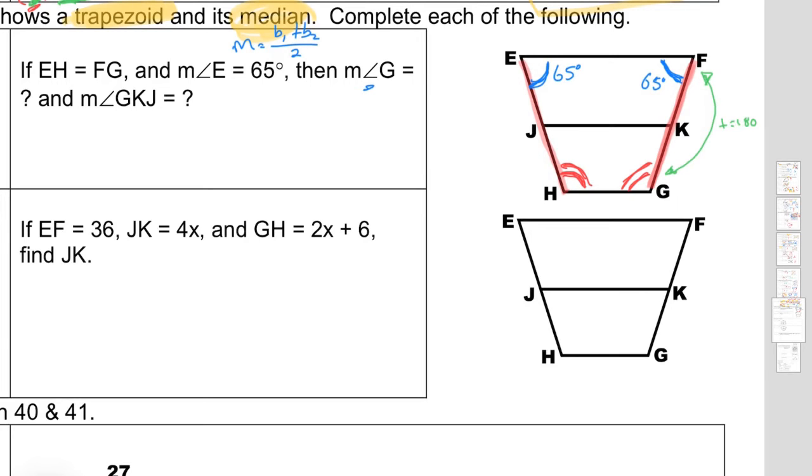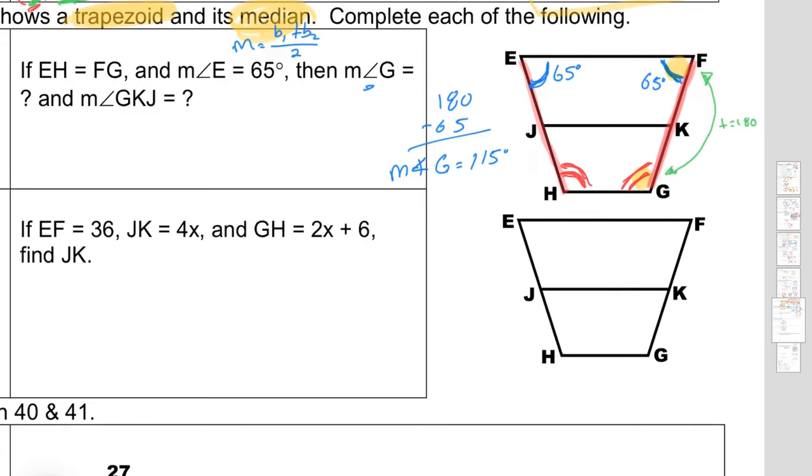So the way we find angle G is, once again, because we know that these two angles are supplementary, all I got to do is subtract 65 from 180, and I get the measurement of angle G, which is 115 degrees.